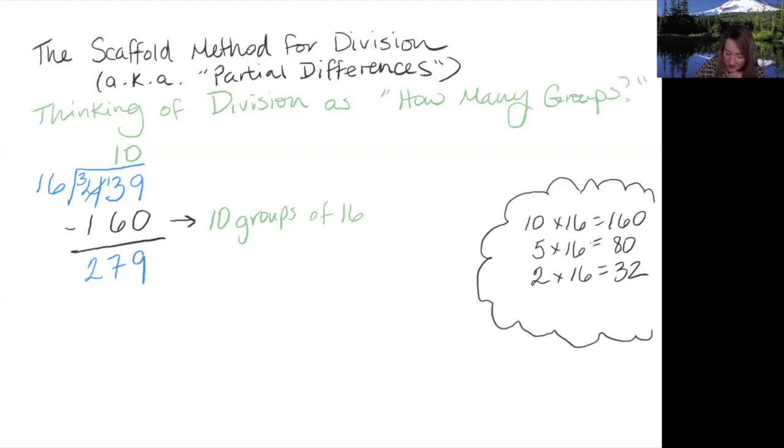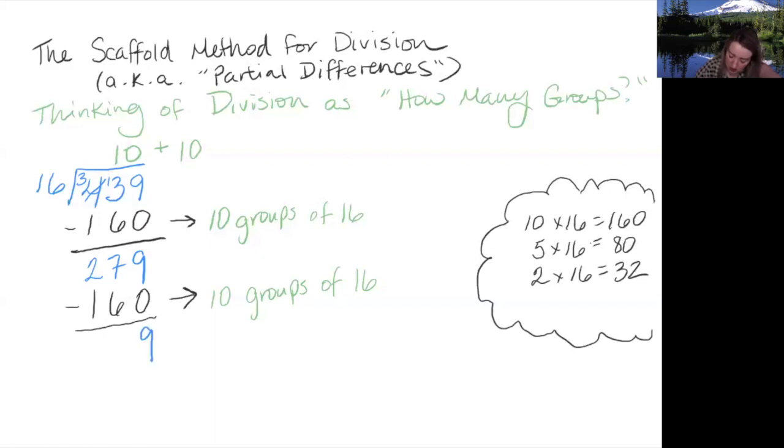So I can see I can go ahead and do a repeat here. Use up another 10 groups of 16. And here the book stacks the number of groups vertically. I like to go horizontally. It's totally just up to you, whichever one you like better. Okay. Let's see how much we have left. 119.